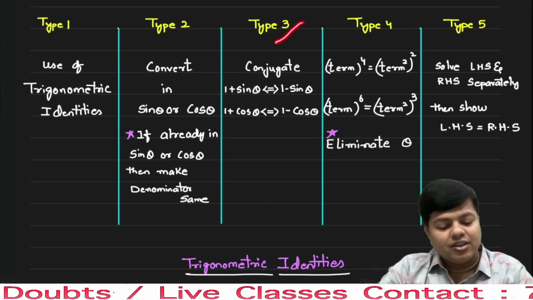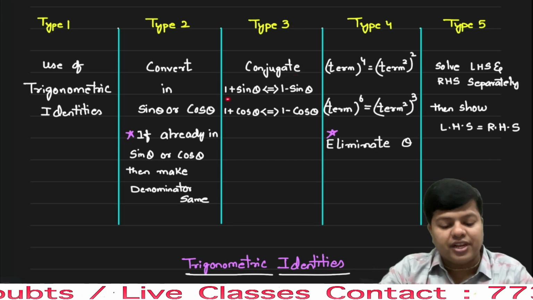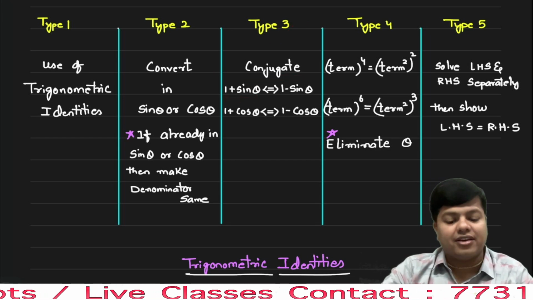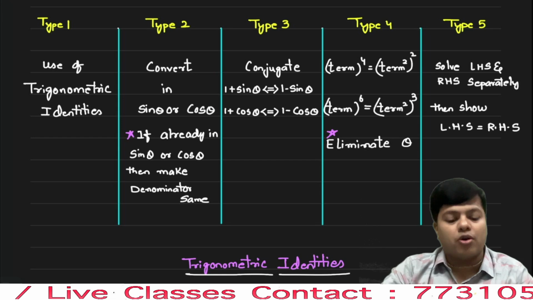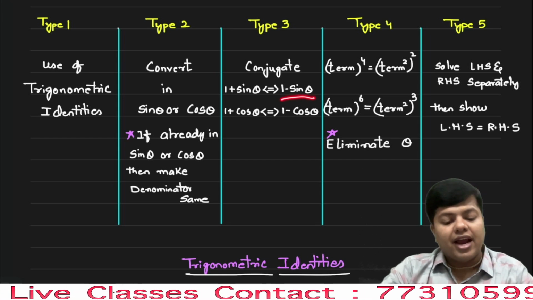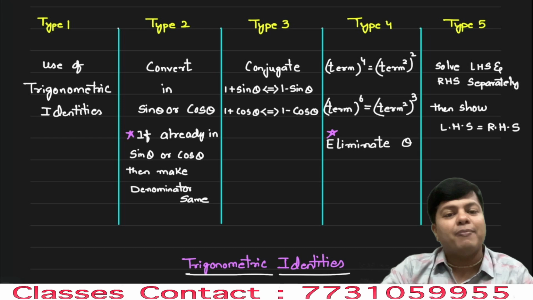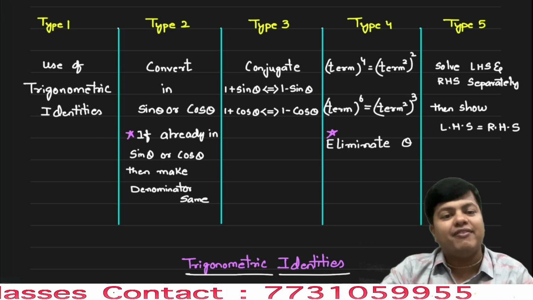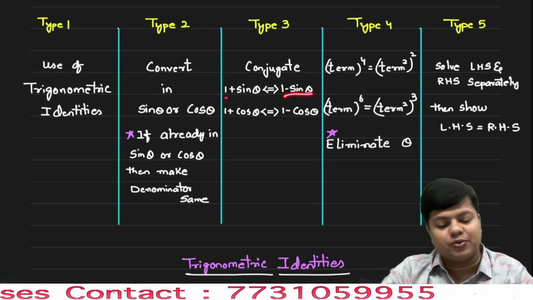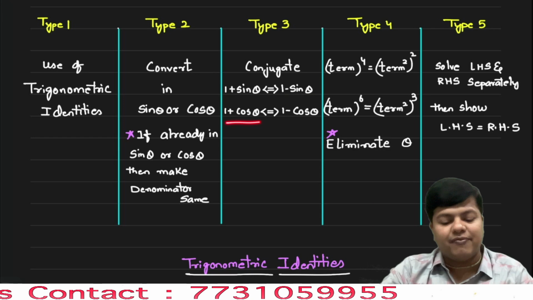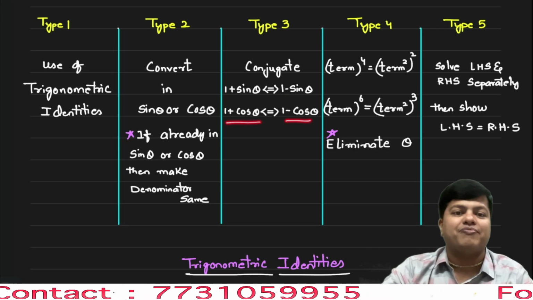Type 3, conjugate, students. Conjugate means if you see 1 plus sin theta in the denominator, multiply both numerator and denominator with 1 minus sin theta. And if you see 1 minus sin theta in the denominator, multiply and divide with 1 plus sin theta. Do the same conjugate for 1 plus cos theta.